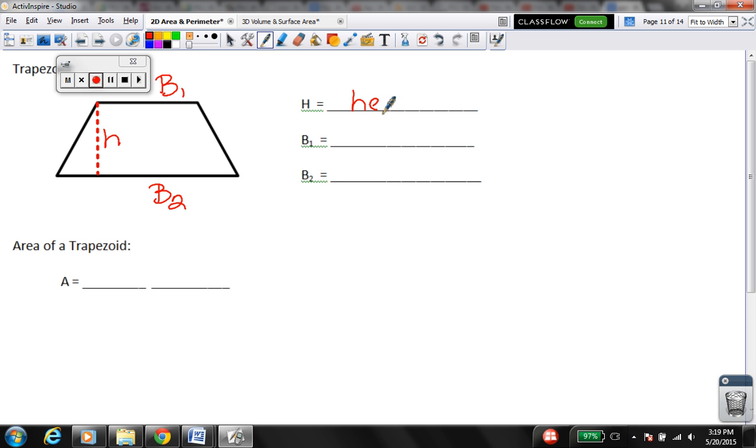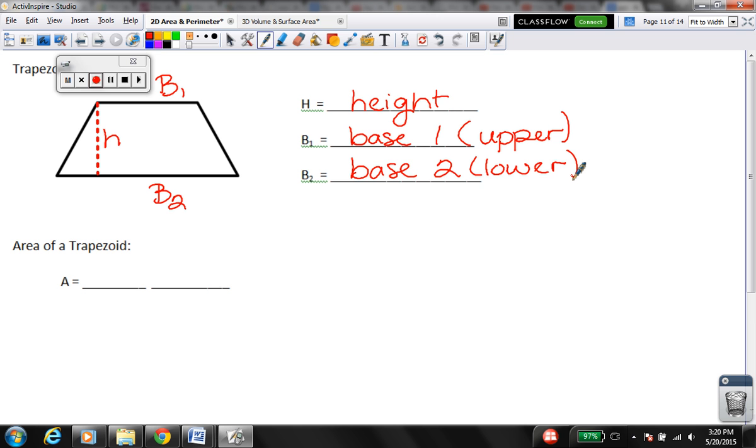So this would be height. Base 1. If you want, you can note which one is which. We can say base 1 upper, and you can say base 2 lower. Now, if the trapezoid is turned or switched, you would have to change your parameters.